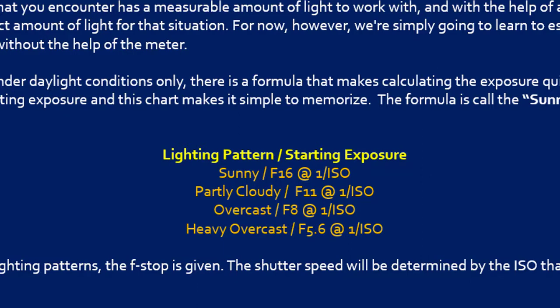On a partly cloudy day, the starting exposure is f11 at 1 over the ISO. On an overcast day, it's f8, and on a heavy overcast day, it's f5.6. So remember, each of the lighting patterns, the f-stop is the given: f16, f11, f8, and f5.6. The shutter speed is always determined by the ISO that's being used. So once again, on a heavy overcast day, if I'm using 100 ISO, then my exposure would be f5.6 at 125. But if you're standing right beside me and you're using 400 ISO, then your starting exposure would be f5.6 at 1/500th of a second.